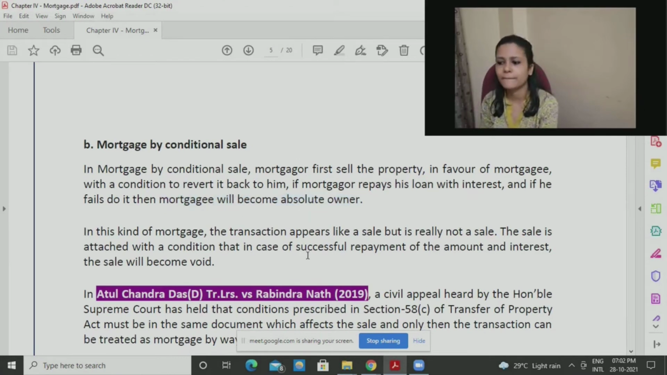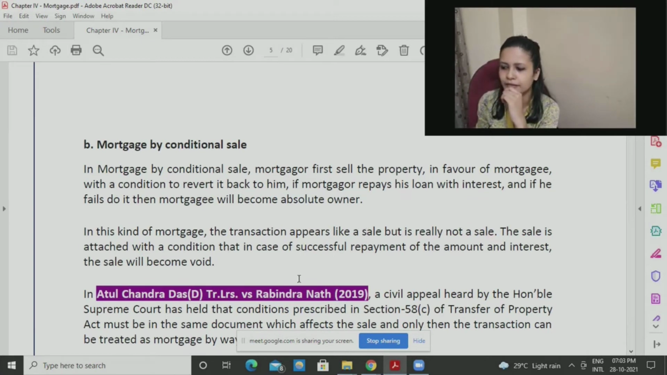Ma'am, in that case, when the mortgagor fails to pay the amount, can this be considered a transfer deed, or do you have to register the transfer again? Like in case this loan is defaulted and the mortgagee gets the property, will it be considered a transfer then?